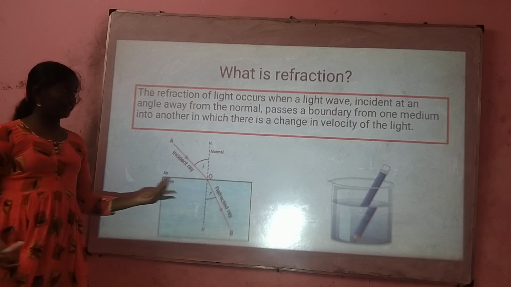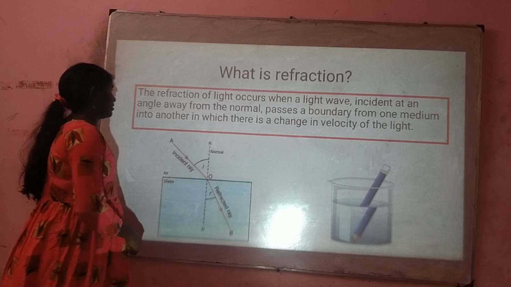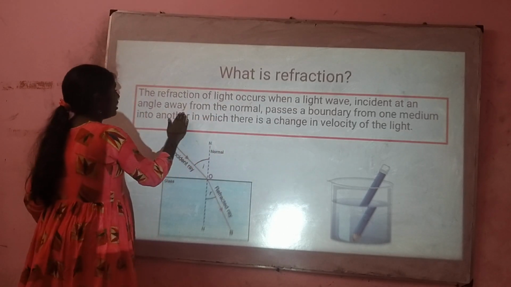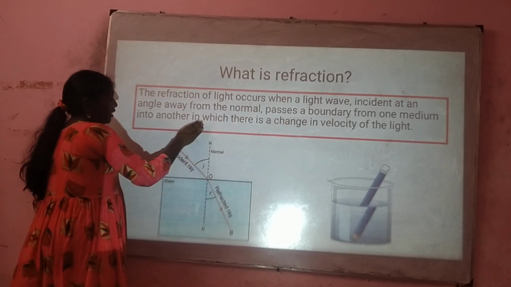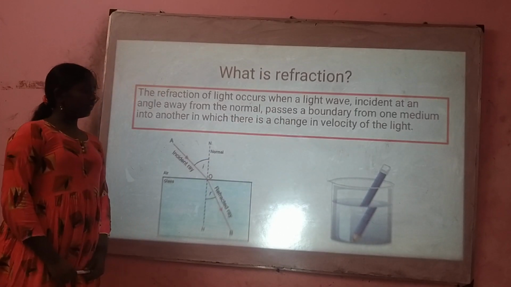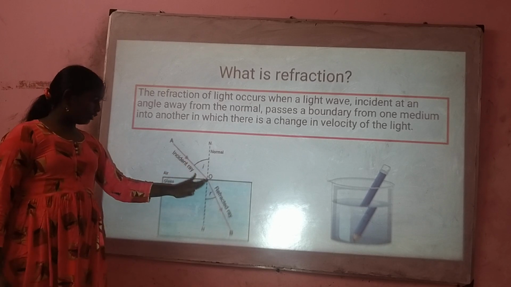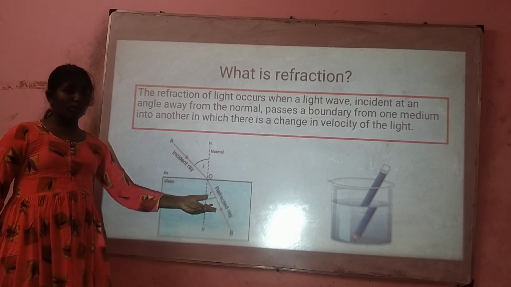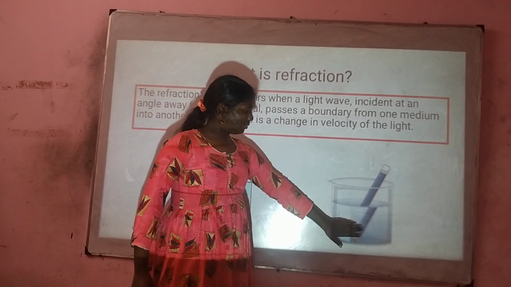What is refraction? Refraction might sound very advanced, but it is a very easy term to understand. The refraction of light occurs when a light wave incident at an angle away from the normal passes a boundary from one medium into another, in which there is a change of velocity of the light. This may be a very good example for refraction, as it goes into another medium, a whole new different medium, and it bends. A pencil in water is also a very good example of the change.